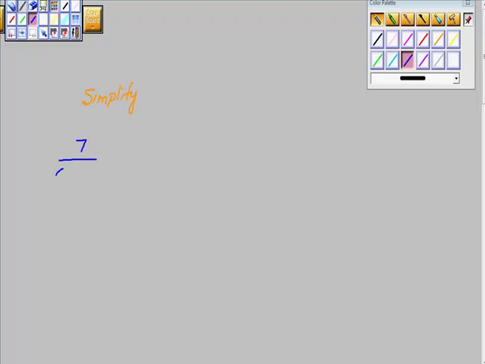7 over 6 times the quantity x minus 2 minus x plus 3 over 6x. Okay, this gets kind of weird. I want to show you this because this is where people start to screw these things up. It looks like this is 6x and it looks like this is 6x and they're the same, but they're not.